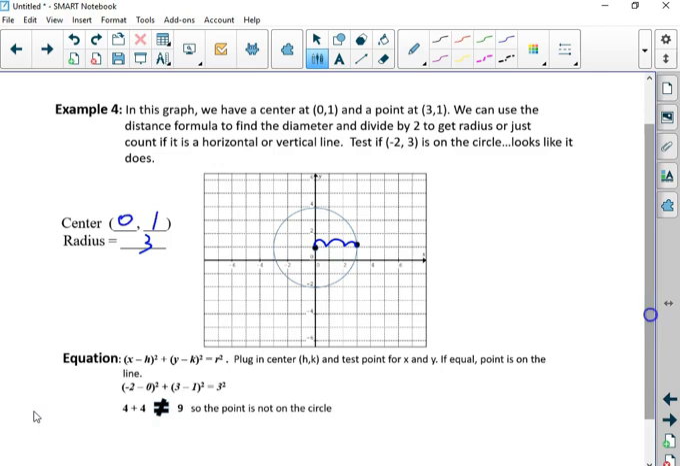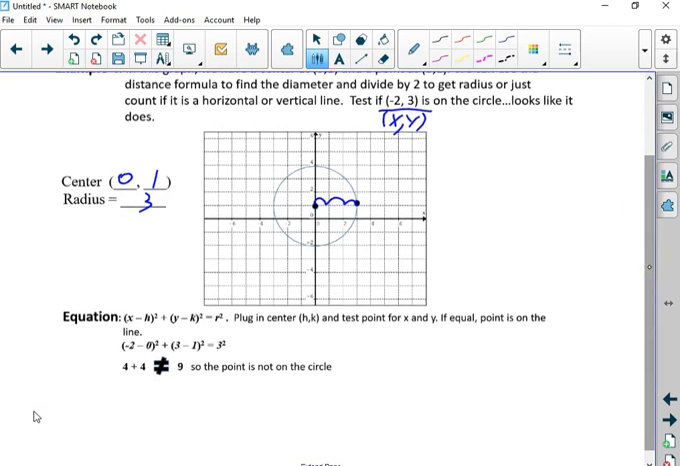Now it says test this point. Remember, this is x, this is y. Go ahead and write that in your notes. Remind yourself that's x and y. And what we're going to do is we're just going to plug those into the equation. But instead of having x and y, we're going to plop in the -2 for x and the 3 for y. And we're going to see mathematically if it checks out.